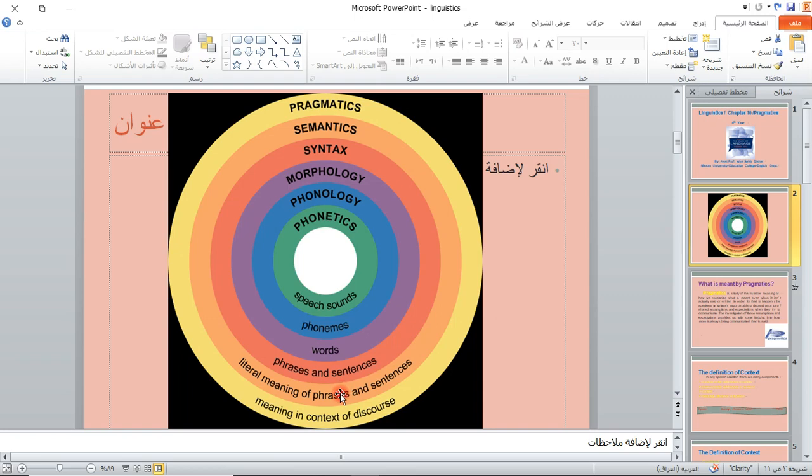Semantics deals with the literal meaning of phrases and sentences. Pragmatics deals with meaning in context of discourse. Pragmatics is at an advanced level of linguistics.